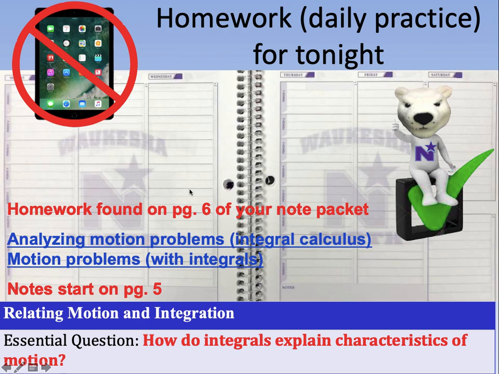Okay, so this is Unit 8, Day 2, and we are working out of pages 5 and 6 in the note packet, and you have these two assignments to do after you get done with this lecture. So today we're going back and talking about motion, and we're going to relate it to integration.